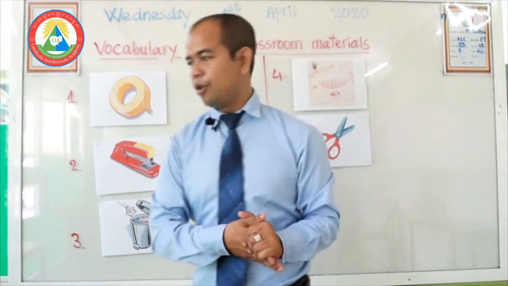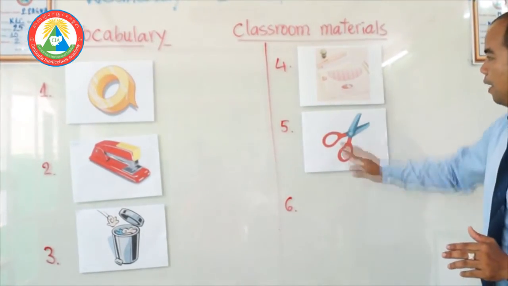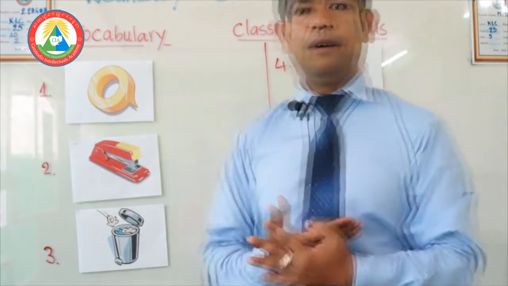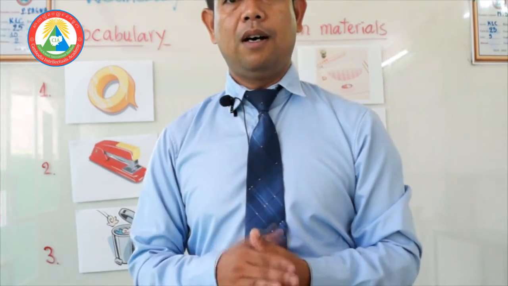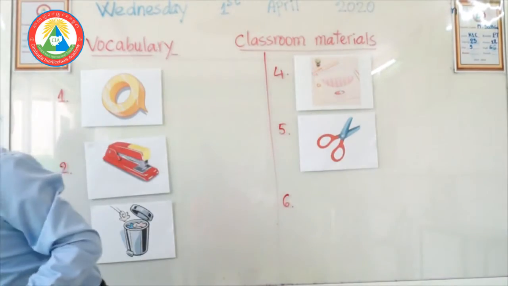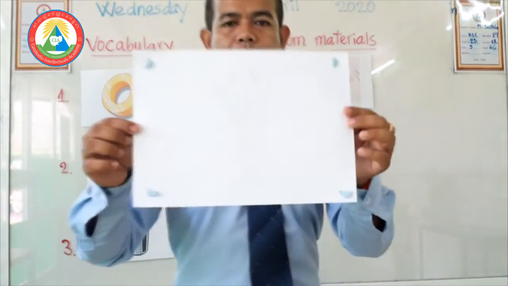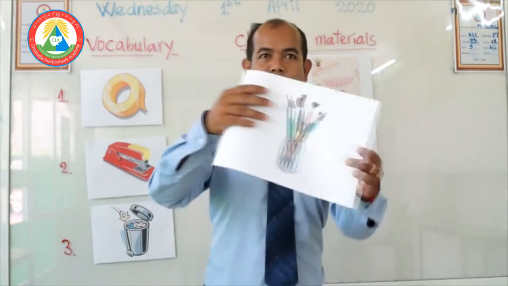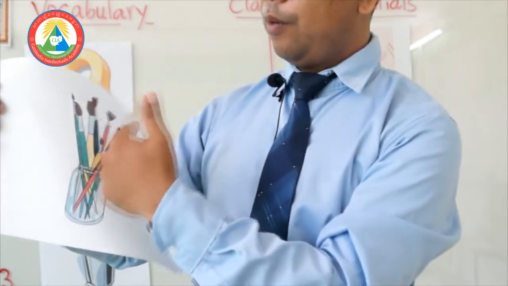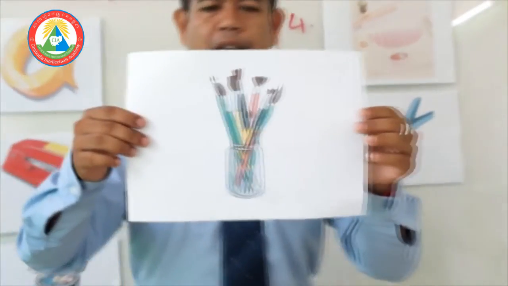And now move on to the last picture. Because today, as I told you already, I present only five pictures and five words of our classroom materials. So now we move on to the last picture. I'm going to show you, everyone. What picture is it? What are they? Because not only one, there are more than one, yeah? What are they?